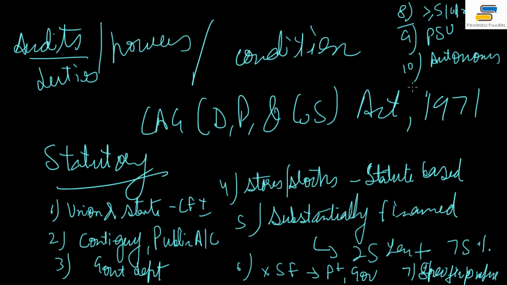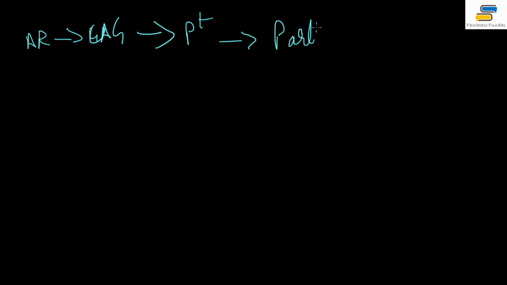Then the audit reports are there, okay. Once they get the approval of the CAG, so how the process goes is: an audit report is created, then the CAG reviews that report, CAG approves that report, then that report is given to the President of India, who lays it before the parliament, or to the governor for the states, right? That is how it goes.